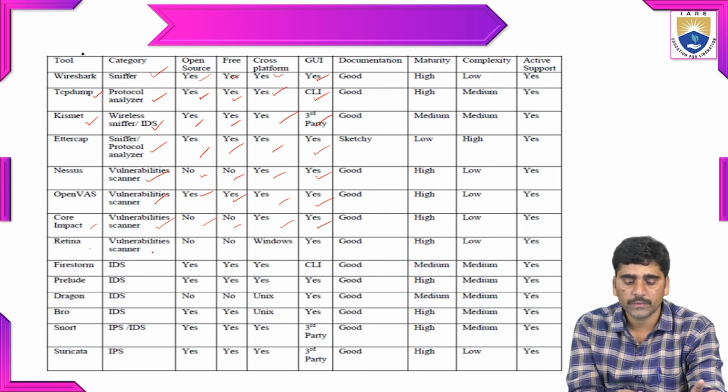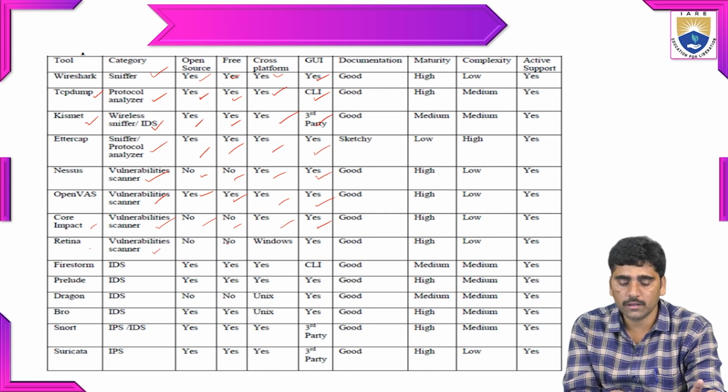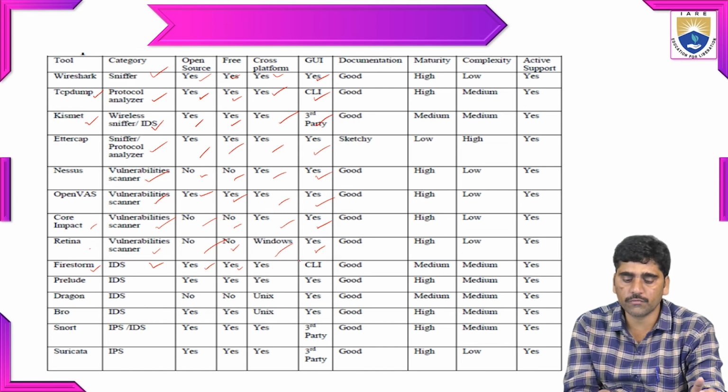Next, Retina. It is a vulnerability scanner, and it is not open source, and it is not at all free, and it operates only on the Windows operating system, in GUI mode only. And next one, Firestorm. It is an intrusion detection system type, open source, free of cost, cross platform, and it operates in CLI mode.